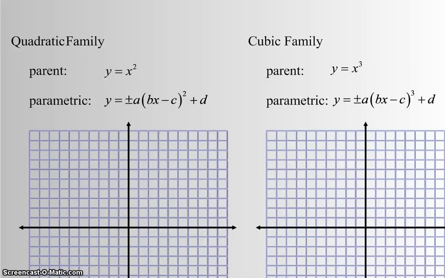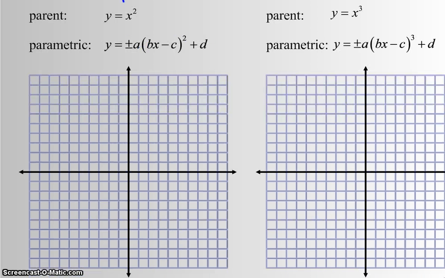The next family is the quadratic family. And the quadratic family, the shape is called a parabola. The parent is y equals x squared, which means we have ordered pairs at (0, 0), (1, 1), (2, 4), (3, 9), and so on. I'm off my graph at that point. Negative 1, 1, negative 2, 4, negative 3, 9, and so on. Because when we square a negative, we get a positive.